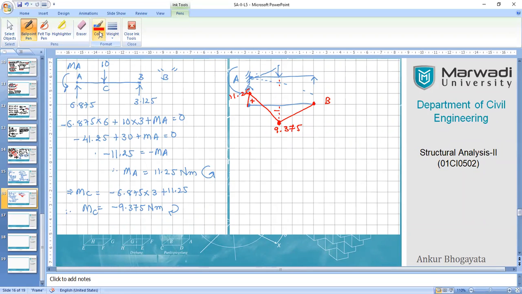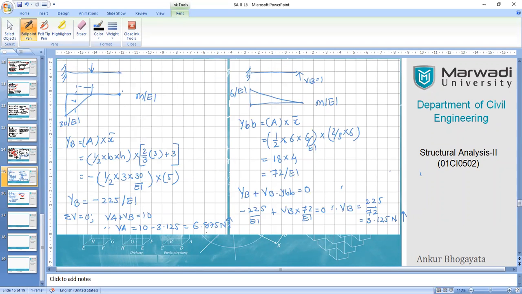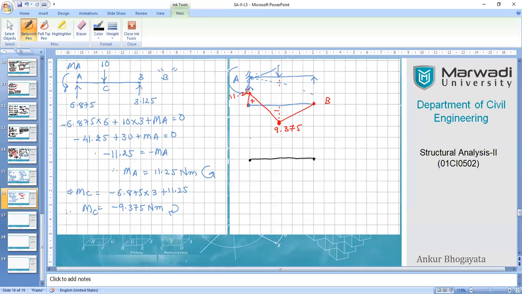As far as the shear force diagram is concerned, it is very simple. Use your conventional method of developing shear force diagram. What is the reaction at point A, VA? Let's go back a little. VA is 6.875. So you know how to do it.